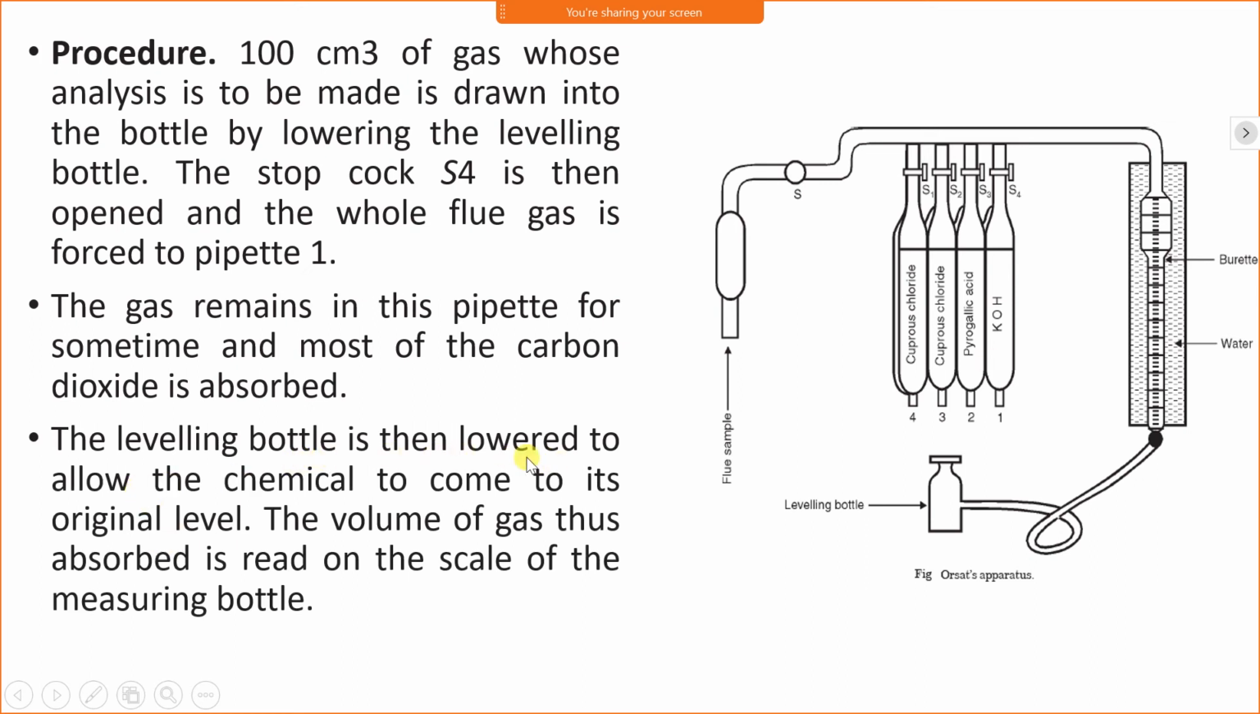The leveling bottle is then lowered to allow the chemical to come to its original level. The volume of gas thus absorbed is read on the scale of the measuring bottle. Then the leveling bottle is again lowered so that the gas can come back to its original level, and then it is measured. The quantity is measured in the burette. The amount of quantity reduced in the burette means that amount of carbon dioxide is absorbed by KOH.